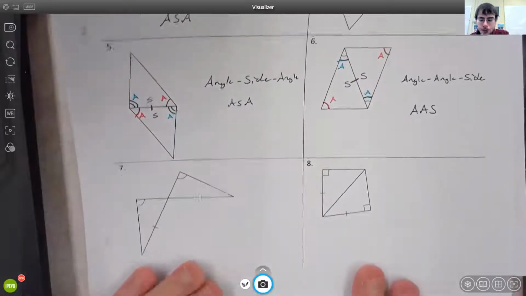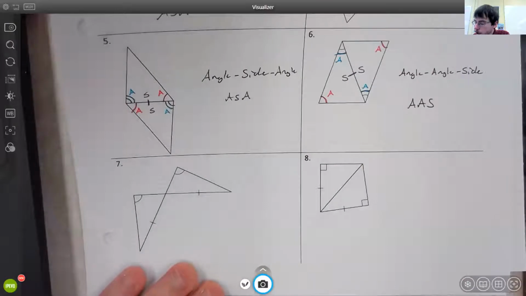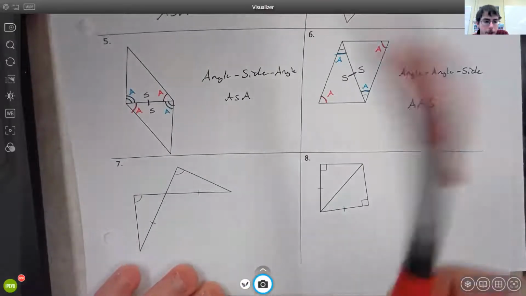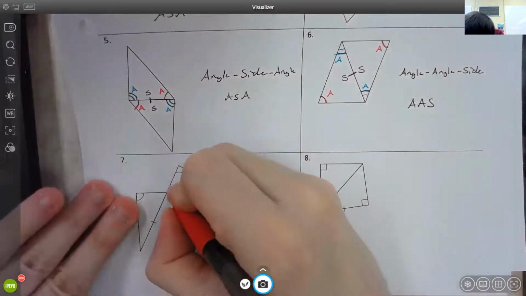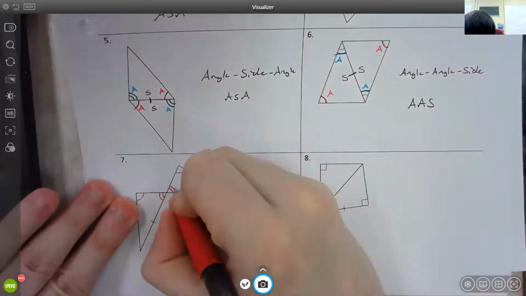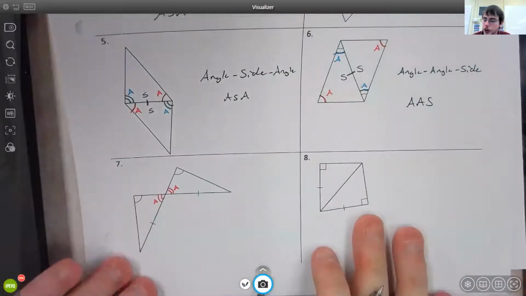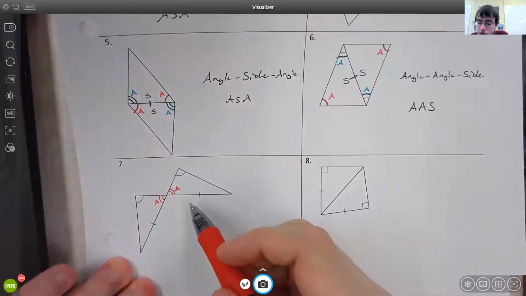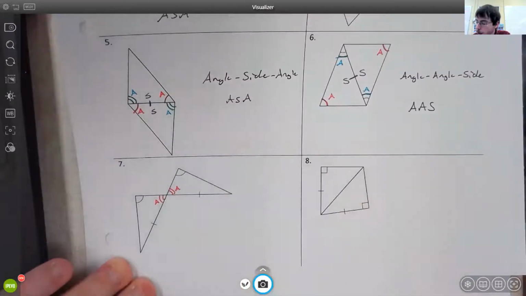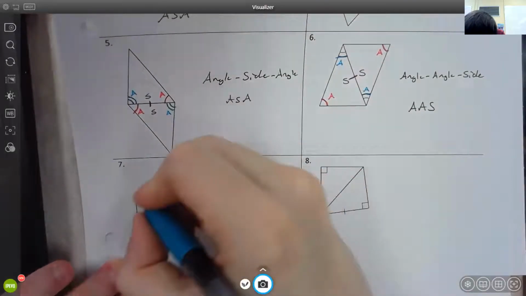Number 7. Number 7, the first thing that's going to stand out to us is that we have a pair of vertical angles here. So we're going to immediately put those as congruent, because remember, vertical angles are always congruent. Now, excuse me for the coughing. Now we have another pair of congruent angles here that's marked on the diagram.